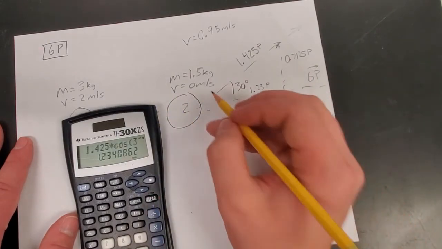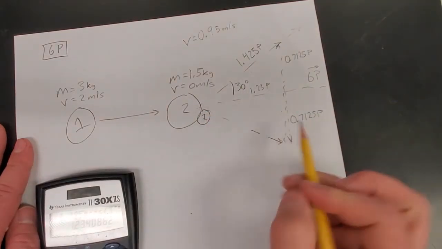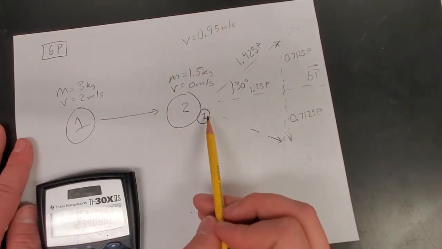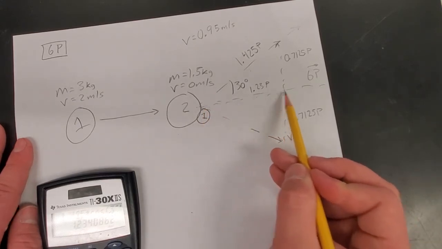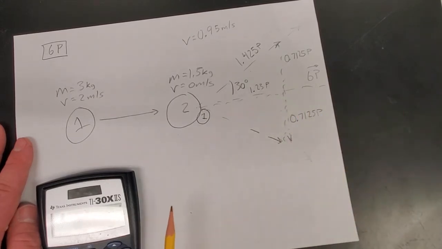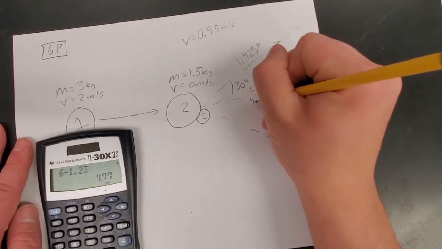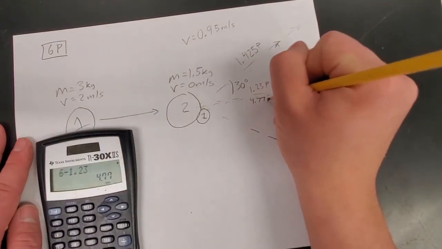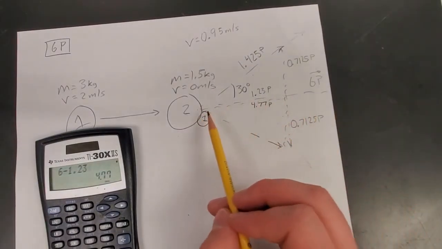Now we can see that, and I'll actually draw ball 1 right here. This isn't to scale, this is just to show the fact that ball 1 is going down this way. So how much of this horizontal 6p is ball 1's? Well, we just subtract it out. 6 minus 1.23 equals 4.77. 4.77p is this horizontal, the px.